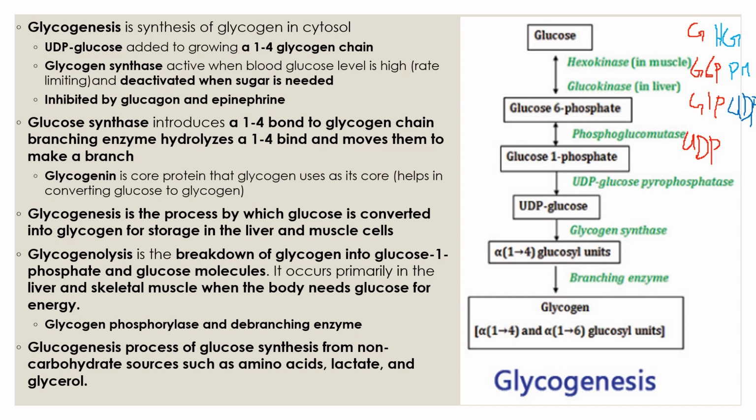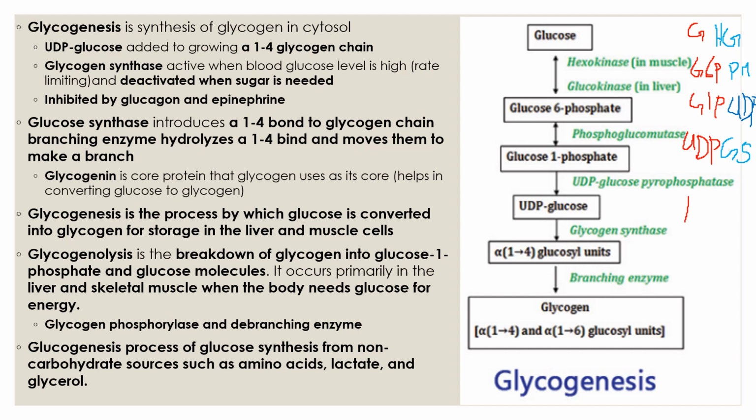Okay, so deactivated when sugar is needed because glycogen is going to be broken down, but right now glycogen is being made, so that's why glycogen synthase is being activated. Okay, we're going to just call it GS. Okay, GS. I know it's a lot to take in, but this is the best way to memorize them, unless you can memorize the whole word. And then UDP turns into or adds on to the alpha 1,4 glycogen chain.